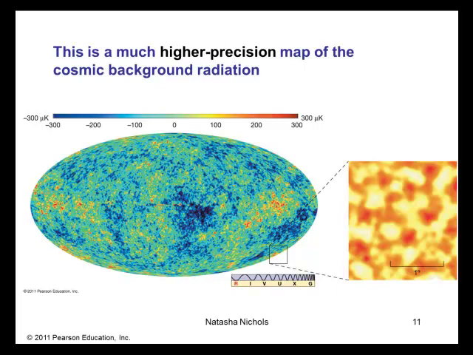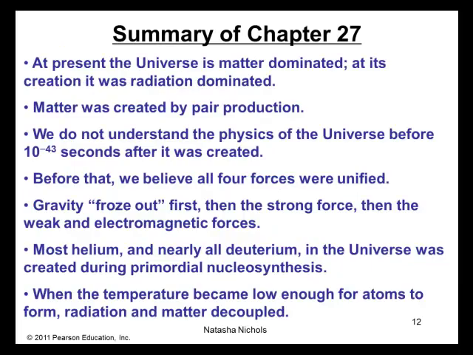The bright blobs are slightly denser than average regions of the universe at an age of roughly 400,000 years. They will eventually collapse to form clusters of galaxies. Here's a short summary of Chapter 27.